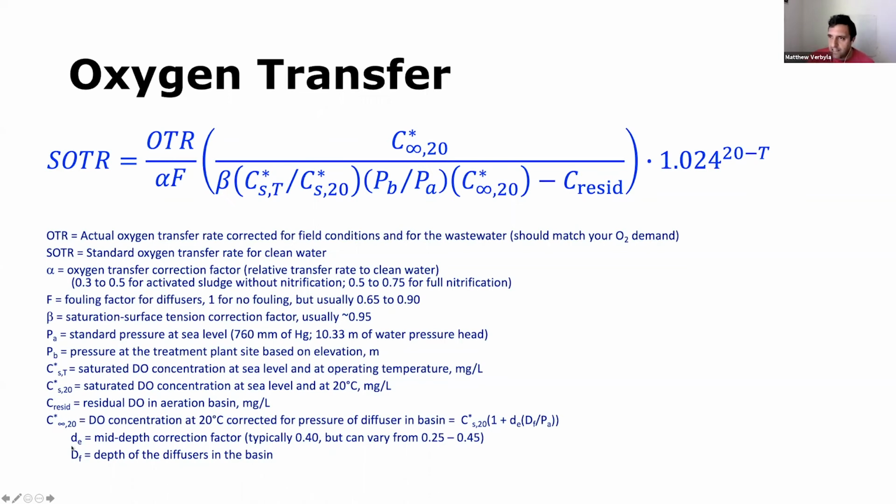All right, and then as the air bubbles rise up to the top, that correction factor D sub E is accounting for the fact that the pressure decreases. So you've got higher pressure, more diffusion at the bottom of the basin. You've got lower pressure and less diffusion as those bubbles rise up to the top.